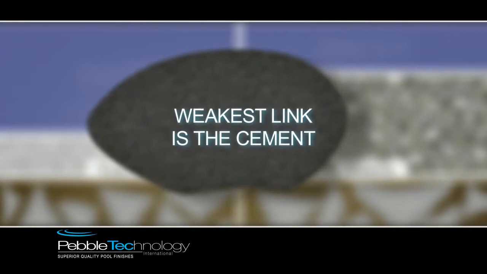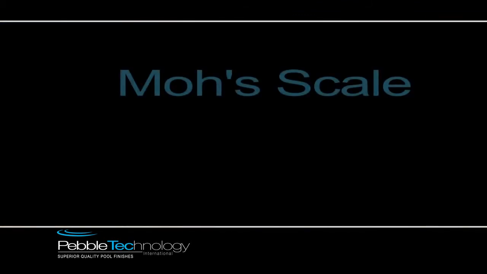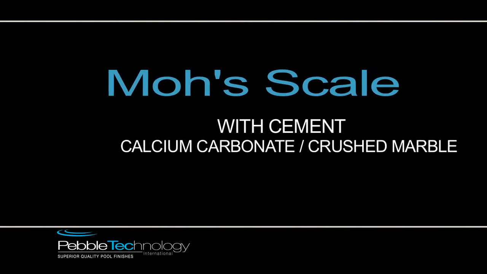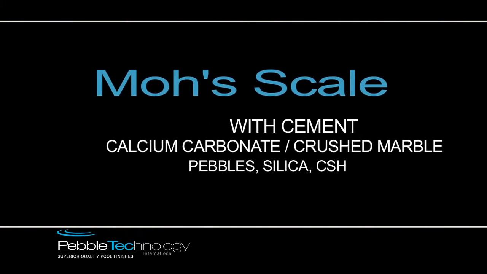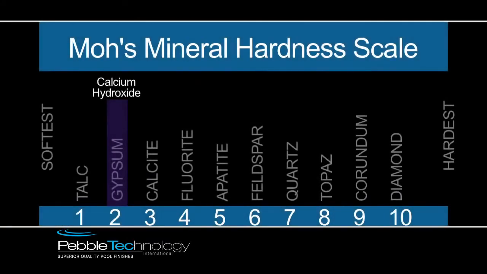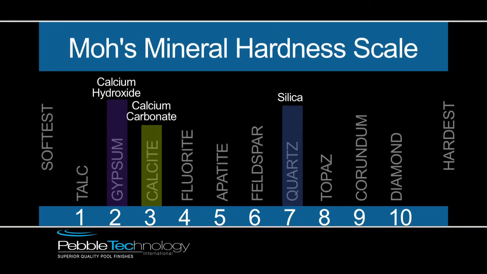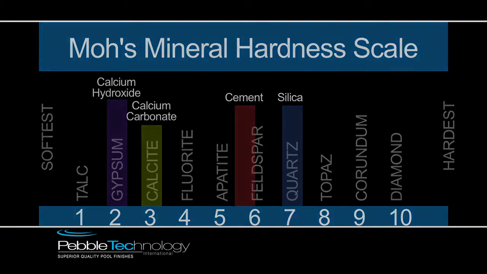The weakest component in our finish is the cement. Mohs scale with cement: calcium carbonate crushed marble, pebbles silica, CSH. As discussed moments ago, crushed marble, calcium carbonate, is the main ingredient, 60% in plaster, and it is one of the weakest ingredients in any pool finish. Please note that pebbles silica are one of the hardest materials on the scale. They are the hardest material for any finish. Cement is the common denominator. Remember the video. This information is very important and relative to the longevity of a pool finish.